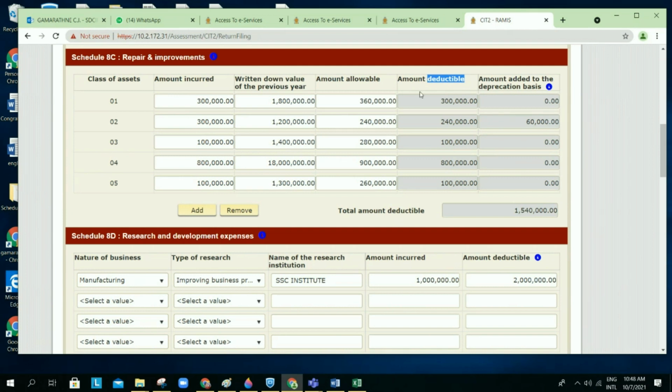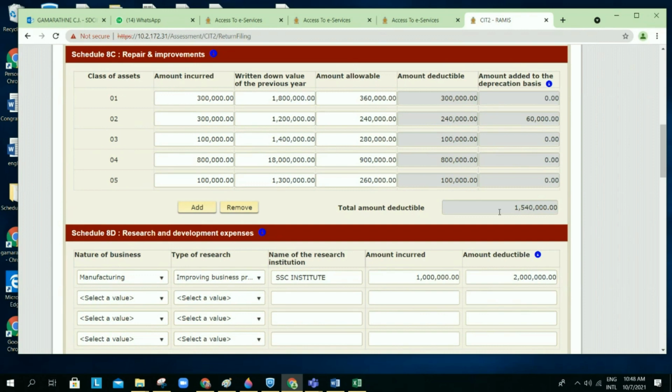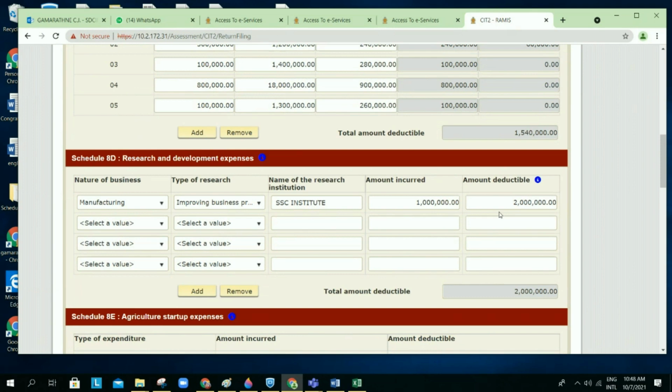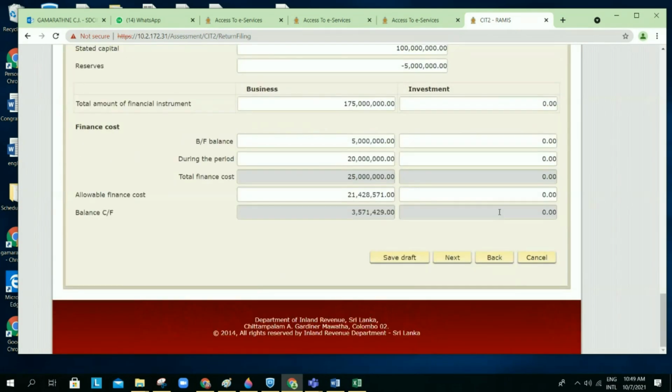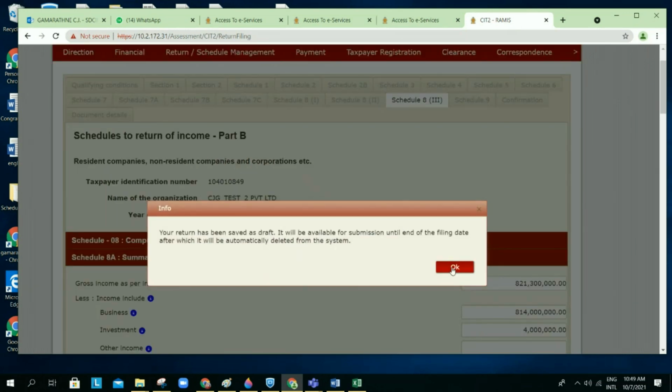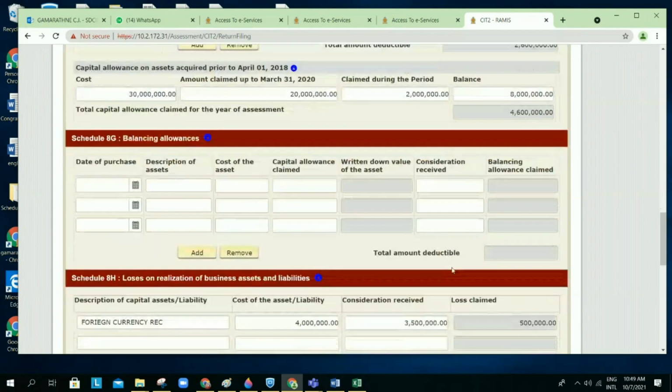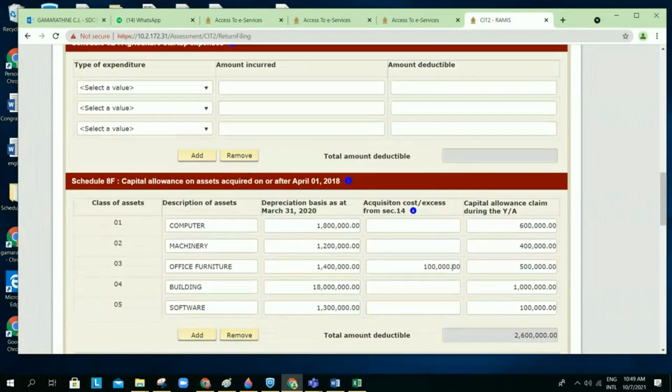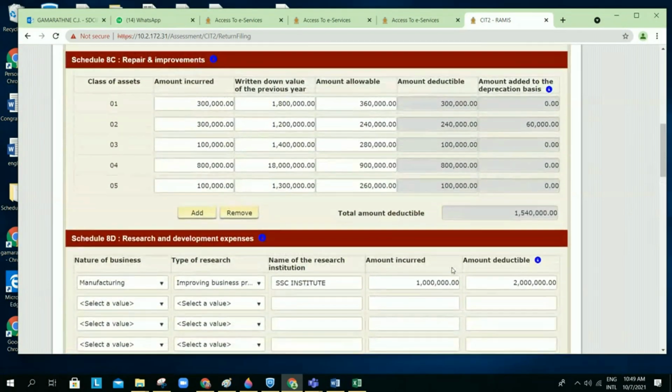By comparing these two, we have to get the lower value as the amount deductible. Then we identify the amount deductible for all 5 classes. From these amount deductible values, we can take the total amount deductible. If you get these deductions less than what you incurred, this balance value you can carry forward to the next period.